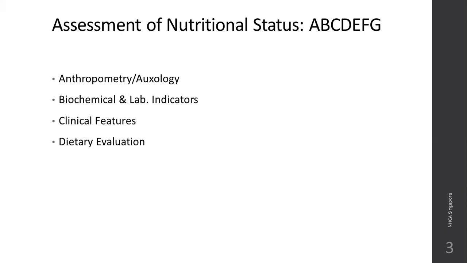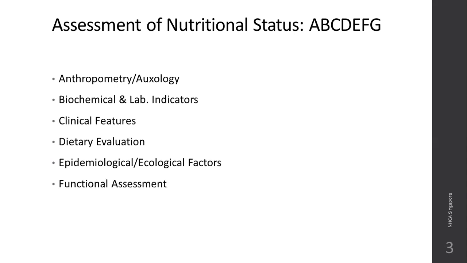Dietary evaluation: observing what the child eats and keeping a track of it. That comes under dietary evaluation. Then the epidemiological and ecological factors: sociology, poverty, urbanization, and infections prevalent in public health. These all come under epidemiological factors.